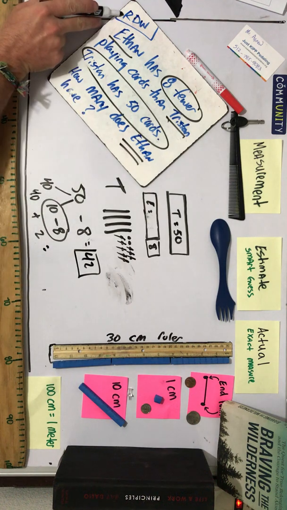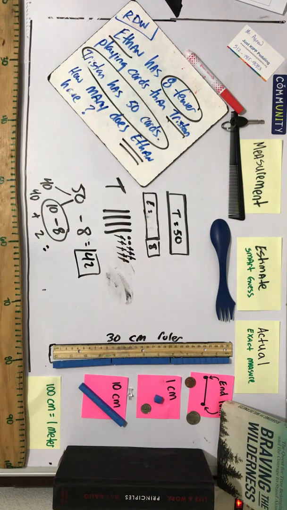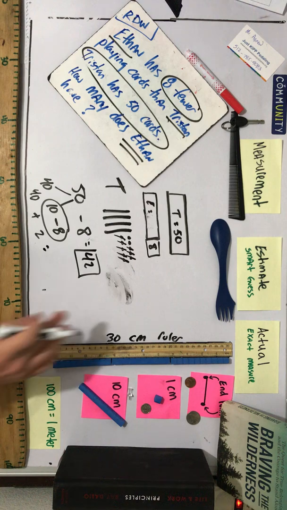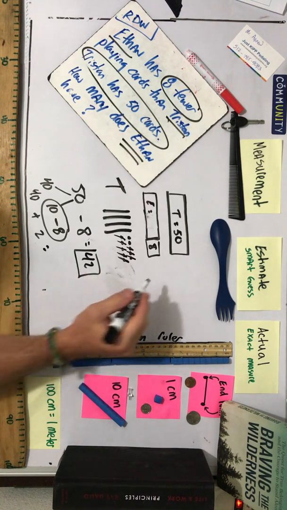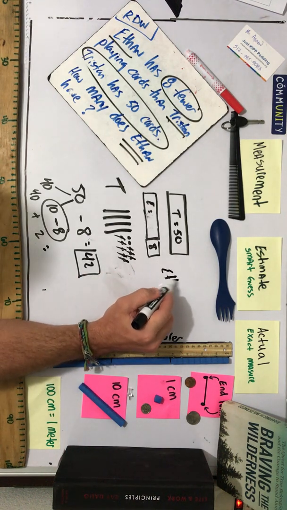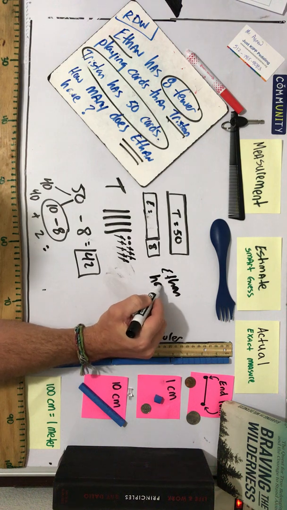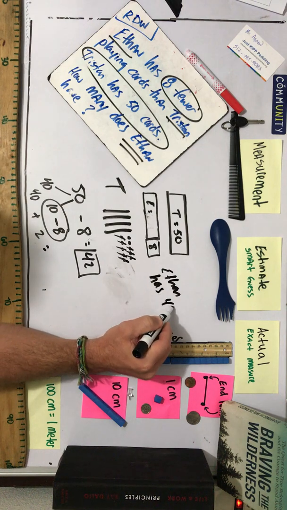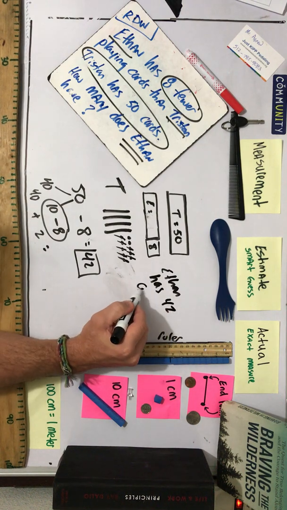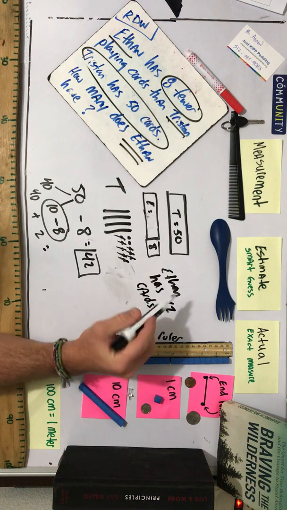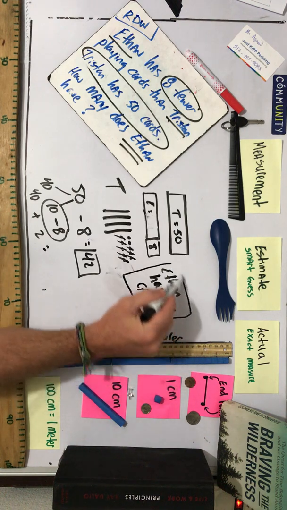I did the R. I did the D. Now I have to do the W. So my W, my sentence will look like this. Ethan has 42 cards. Period. There's my final answer.